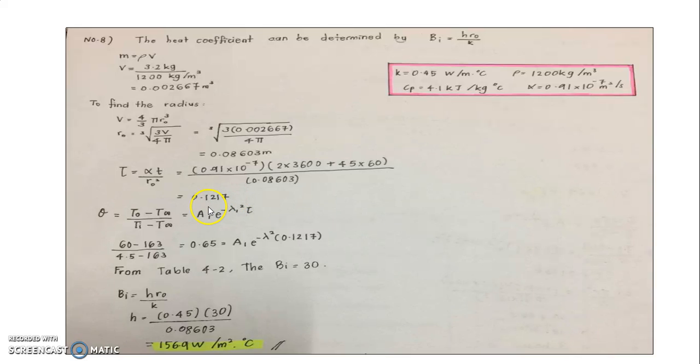0.1217. Next, we can substitute these equations into this equation to get the value of A and lambda. Then referring from table 4.2, we will get the Bi, which is the Biot number, equals to 30. Since we have the Biot number, we can substitute that into the Biot formula, which is Bi equal to h r over k. And finally, we will get the heat transfer coefficient to be 156.9.